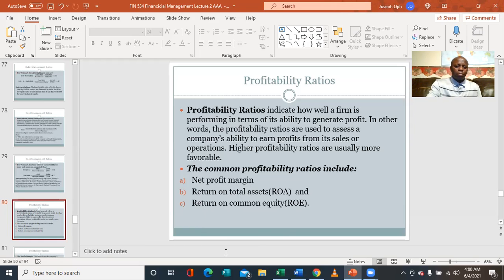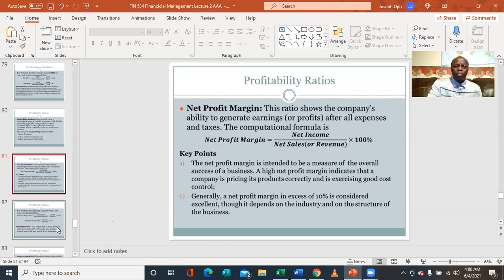So let us begin. We'll start with the net profit margin. How to calculate the net profit margin. First of all, what is the net profit margin ratio? What is it used for? Generally, as a profitability ratio, we use it to check if the company is making money, generating profit from its sales.